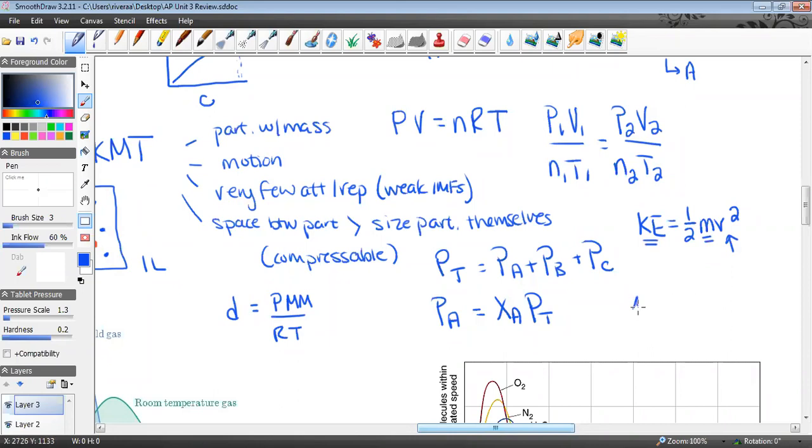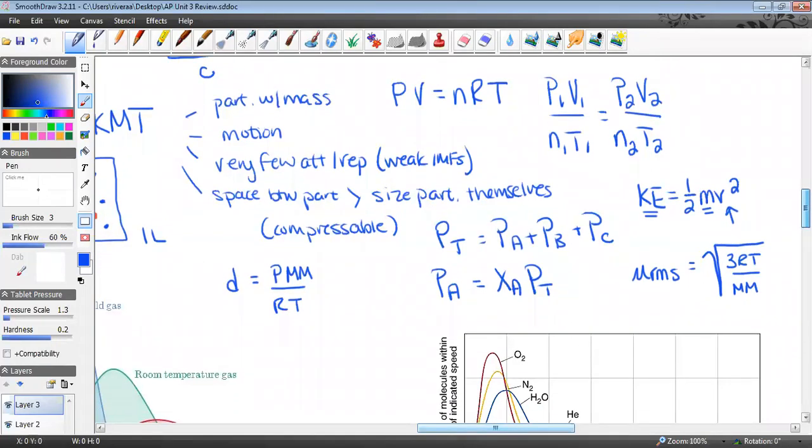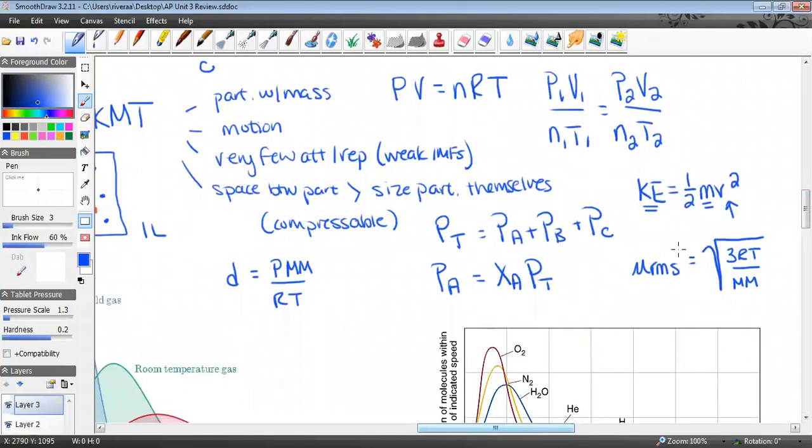The equation for the root mean squared speed of a gas, and I'll talk about root mean squared speed in a second, is the square root of 3RT over molar mass. You don't need to memorize any of these equations, you guys. You're going to either be able to look up the equations, or you're going to have your equation sheet printed out and handy during the test.